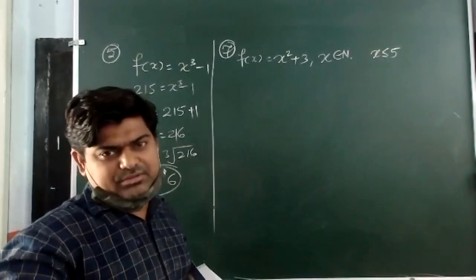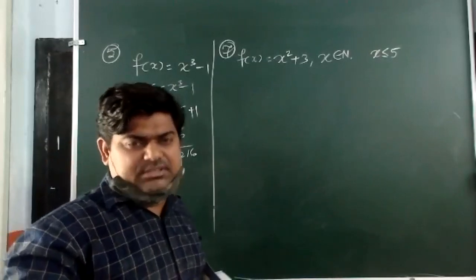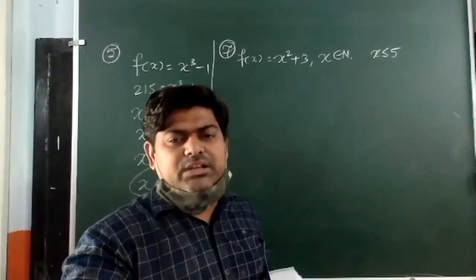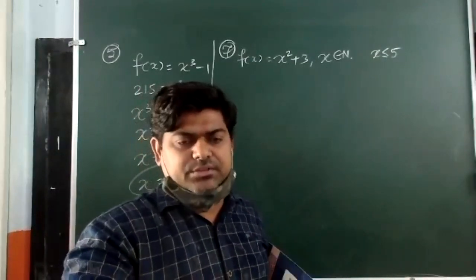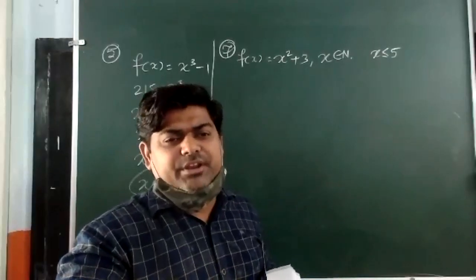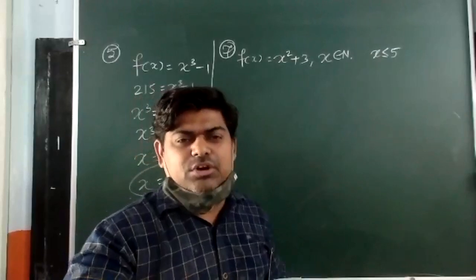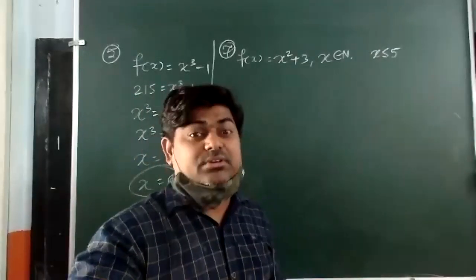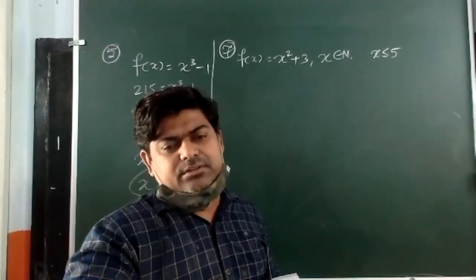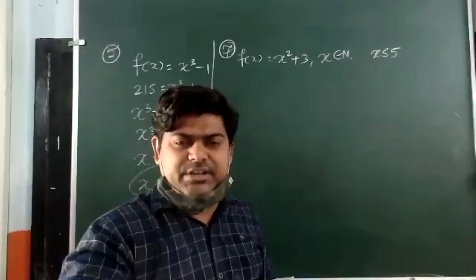What would be the range? From the starting of this chapter, when I started the relation, I told you about domain and range. When a relation was written in roster form, I told you that the first element is the domain and the second element is the range.